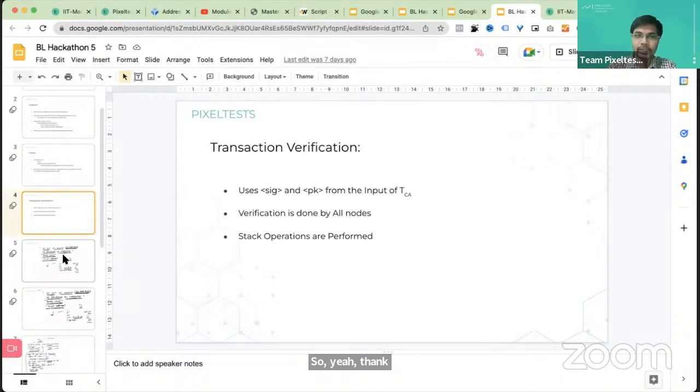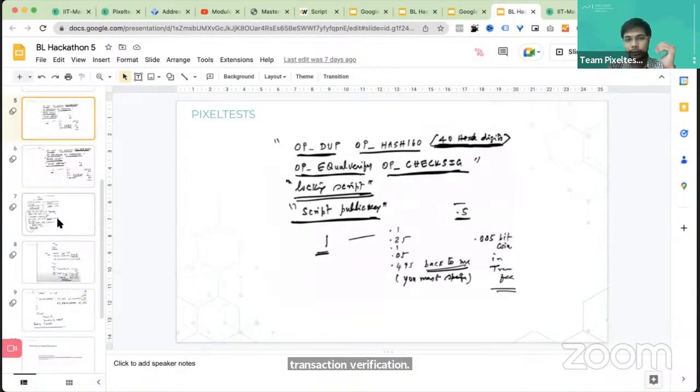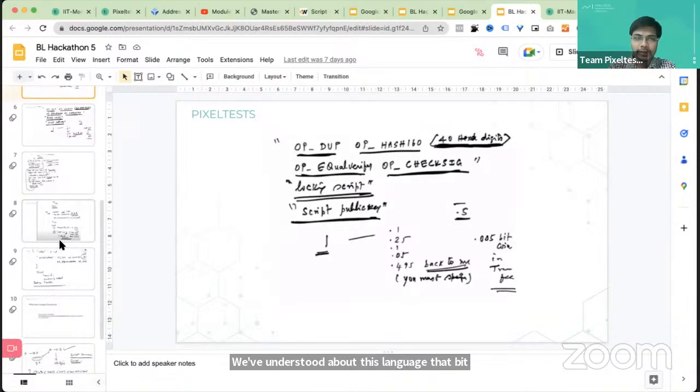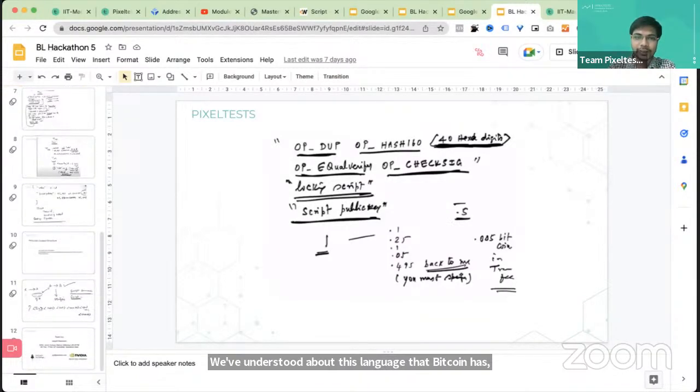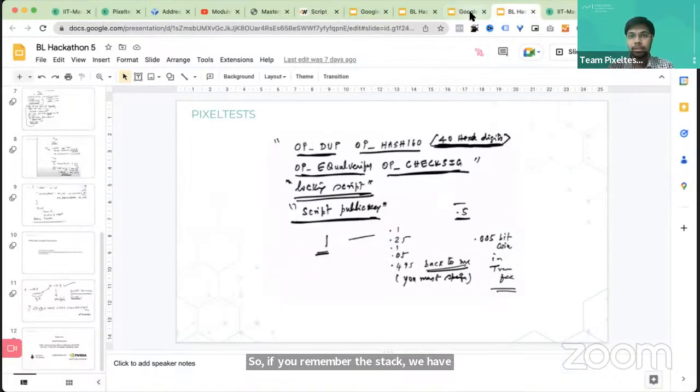Now we have understood transaction verification. We've understood about this language that Bitcoin has, which is called the script language, where we have seen the stack of it, right? So if you remember the stack, we have understood the stack, right? So let me bring up the image of the stack. Becomes easier for everyone.